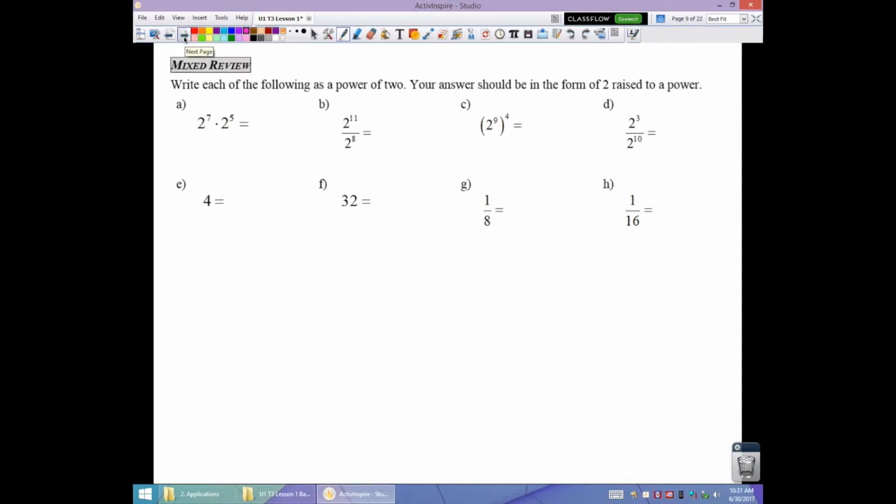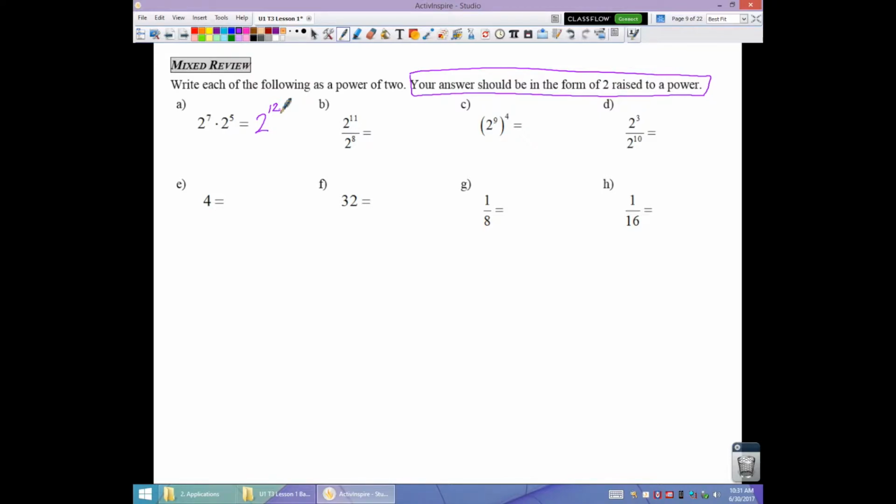All right, so a little review here of each of those rules. And the key in the directions here is our answer should always be in the form of 2 with an exponent. So part A, 2 to the 7th times 2 to the 5th. Since we're multiplying powers, we add exponents. That's 2 to the 12th.